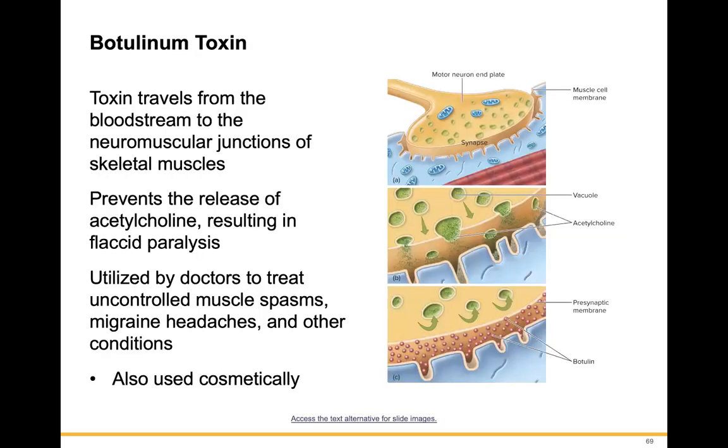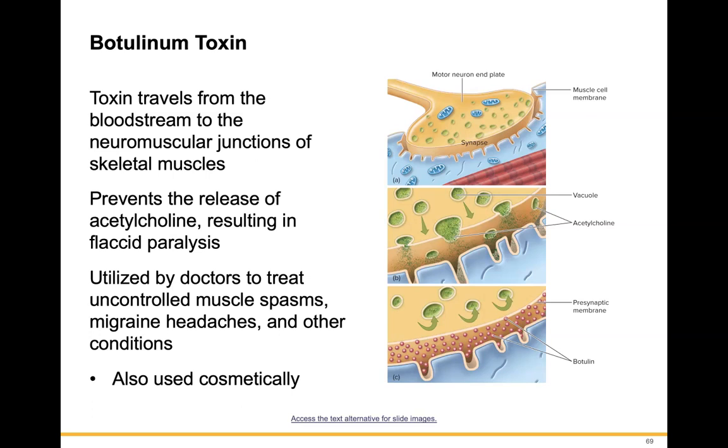Okay, botulin toxin. Botulin toxin travels from the bloodstream to the neuromuscular junction of skeletal muscles and prevents the release of acetylcholine, resulting in flaccid paralysis. It's utilized by doctors to treat uncontrolled muscle spasms, migraine headaches, or other conditions. Botulin toxin is also used cosmetically as Botox. It is secreted by another spore-forming bacteria called Clostridium botulinum.